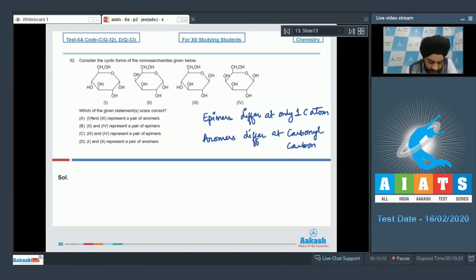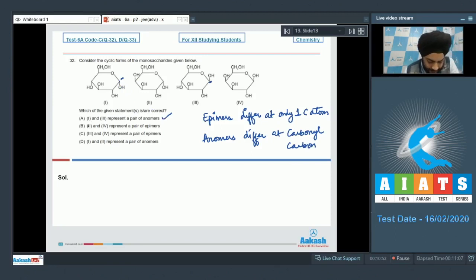So option A, it says 1 and 3 represent a pair of anomers. So if we look very carefully at 1 and 3, students, we can see that these compounds 1 and 3 differ at this position. So they are different at the carbonyl carbon, students. So this is a hemiacetal, and when it is hydrolyzed, it will be converted into the carbonyl carbon. So students, they are anomers.